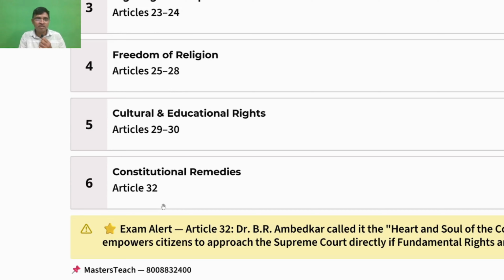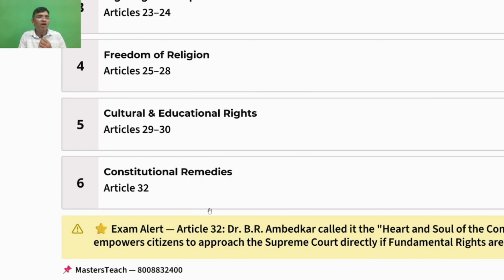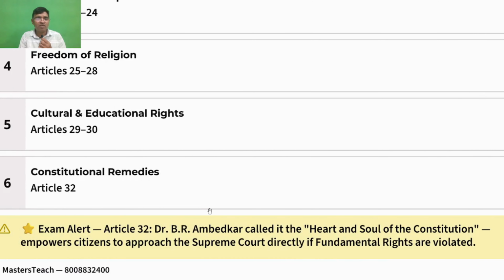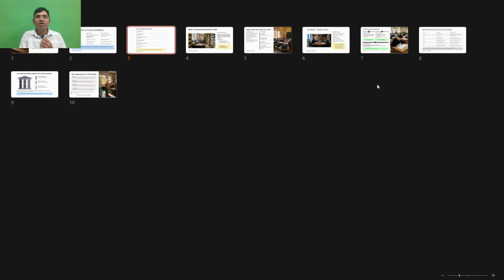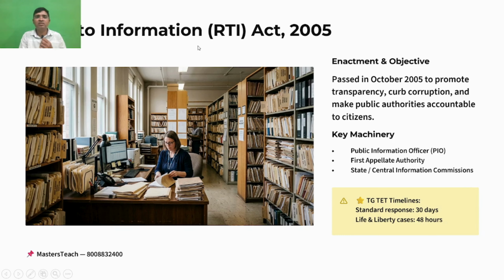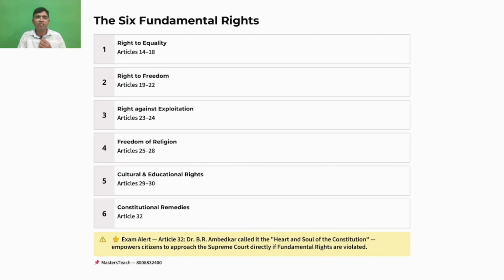Then constitutional remedies, it is Article 32. You have to remember, Dr. B.R. Ambedkar said Article 32 is the heart and soul of the constitution. It empowers citizens to approach the Supreme Court directly if fundamental rights are violated. So Article 32 is called the heart and soul of the constitution by our Dr. B.R. Ambedkar. Okay, so just take a screenshot and read the same.